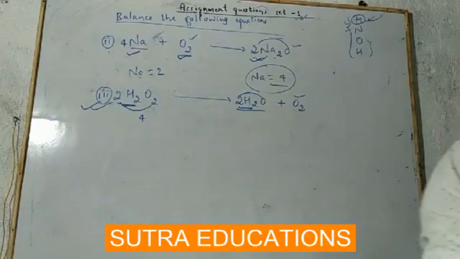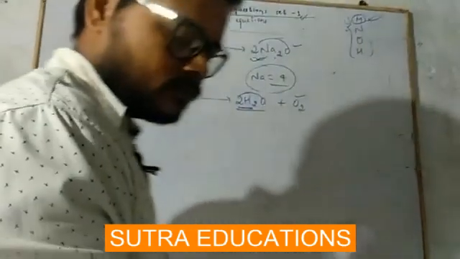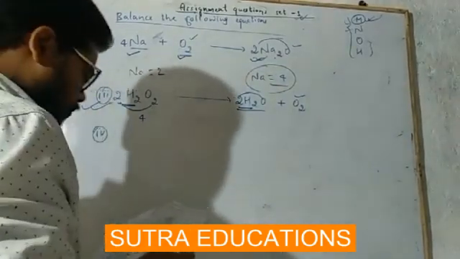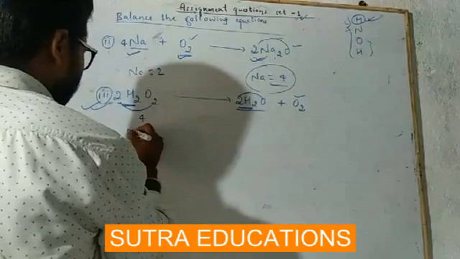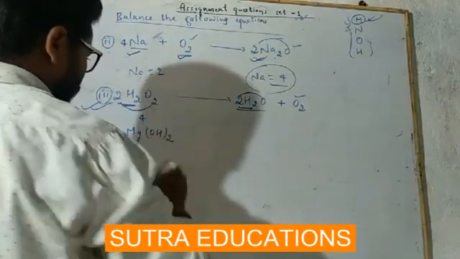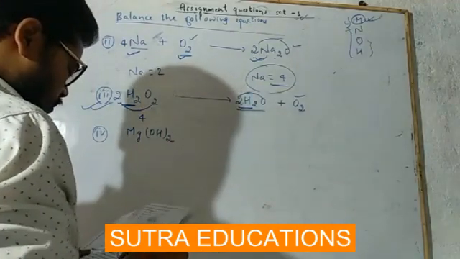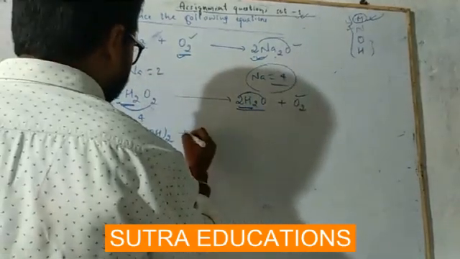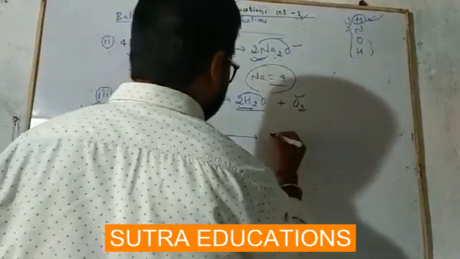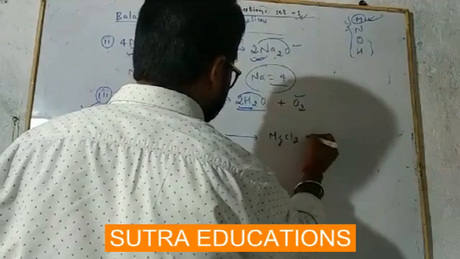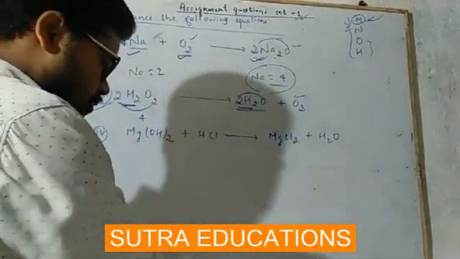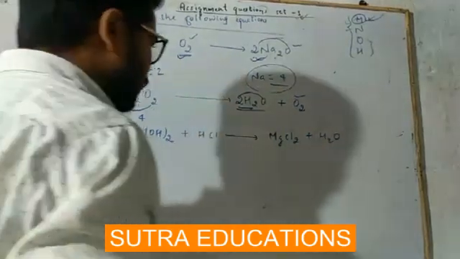Okay, now come to fourth. Mg(OH)2 plus HCl to MgCl2 plus H2O.